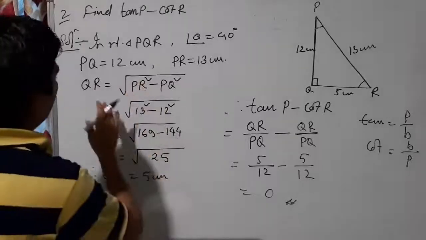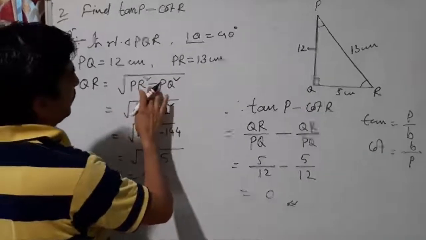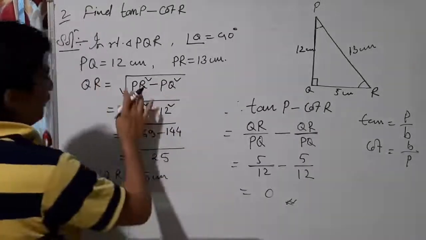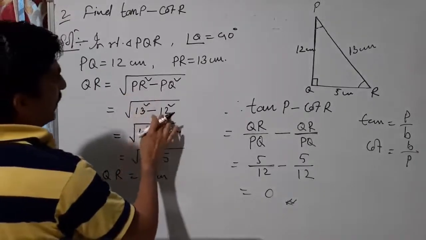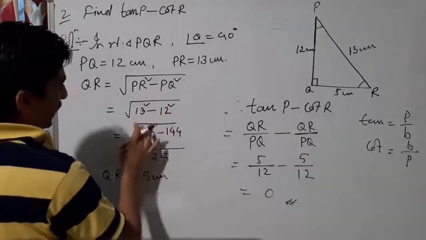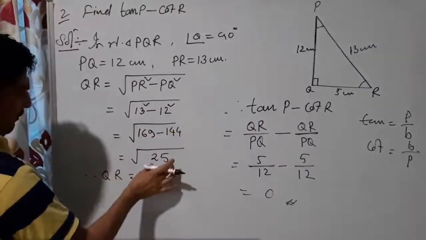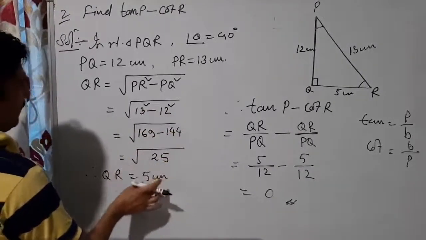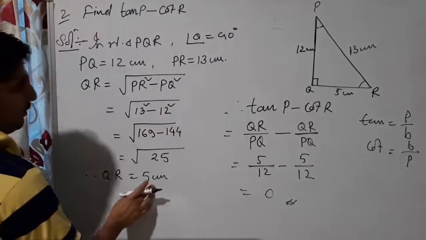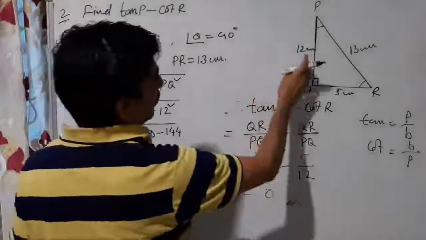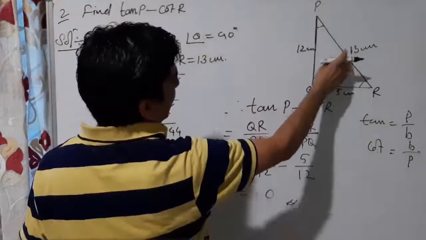So here QR equals square root of PR square minus PQ square. The values are given. PR is 13 square minus PQ is 12 square. So 13 square is 169, 12 square is 144, the difference is 25. And square root of 25 is 5, that means QR is equal to 5 centimeter. So we have now PQ equal to 12, QR equal to 5 and PR equal to 13.